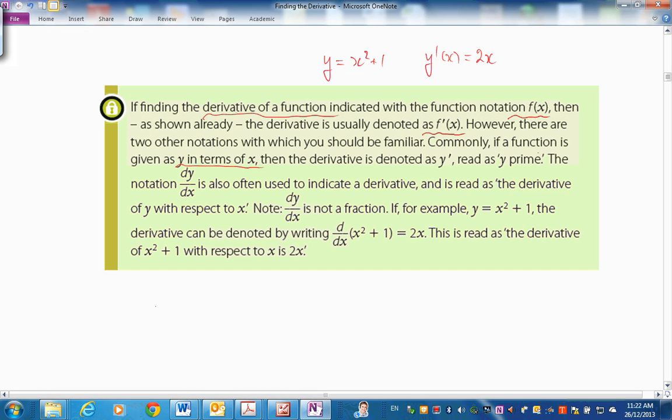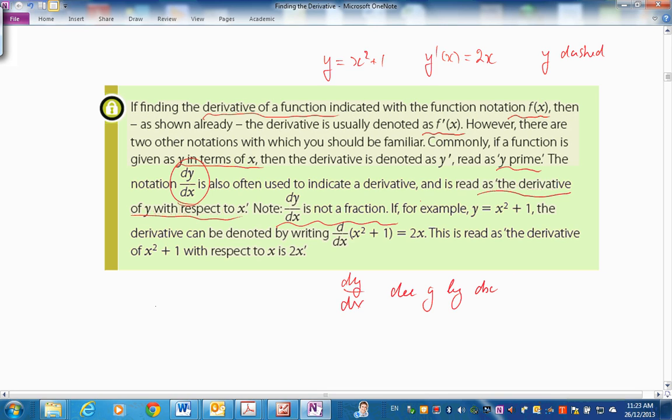We could use y dashed of x for the derivative, which would be 2x, as from before. Different notation. You can call it y prime. We usually call it y dashed, but y prime is technically more accurate. The notation, what's this? Derivative of y with respect to x. That's what that one is called. We call this also dy by dx. It's not a fraction.